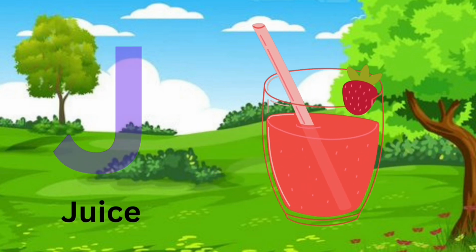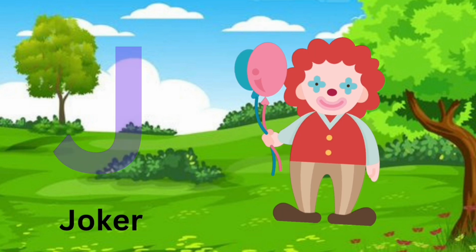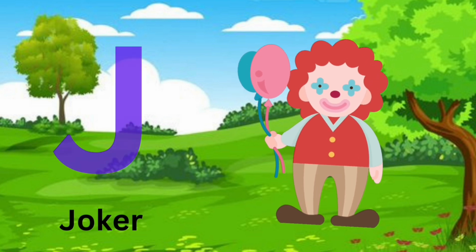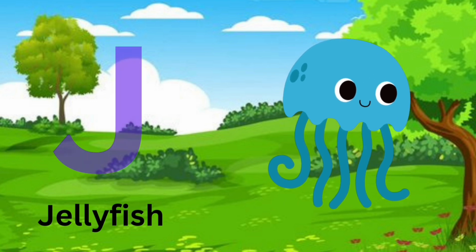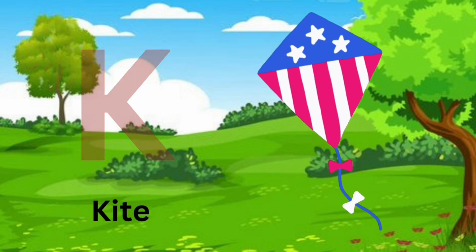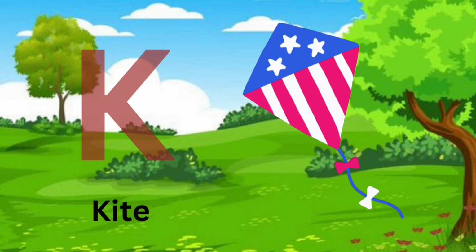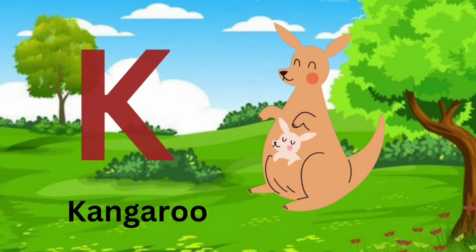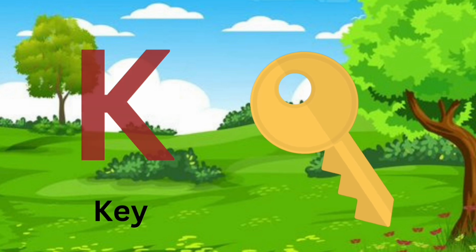J for juice. J for joker. J for jellyfish. K for kite. K for kangaroo. K for key.